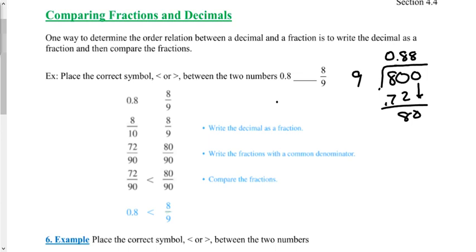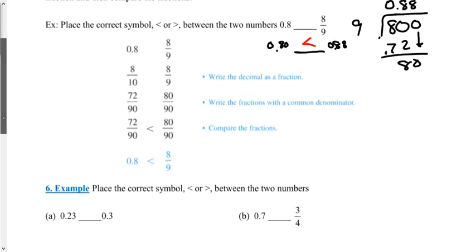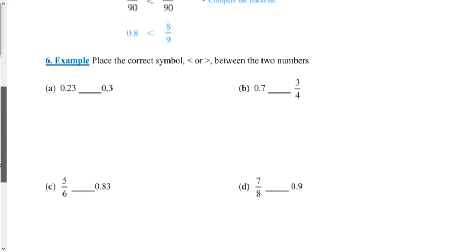If I were to write these with the same number of decimal places now, I would say 0.80, and how does that compare with 0.88? Well, 0.80 is less than 0.88. So this is how you do it with decimals. You also could change them both to fractions, get common denominators, and then compare the numerators. Either way is fine. They're both totally good.